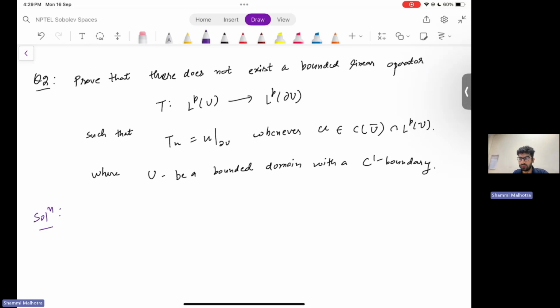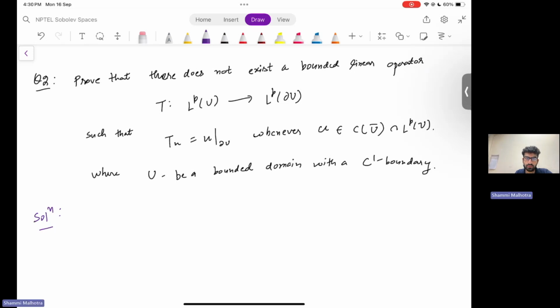We need something at least more than that. L^p is like H^0, and we have seen the trace map has a domain of H^s with s minus half. So 0 minus half is negative. That much we need to define the continuity of the trace map, and that is not there. So we have to show that if that is not there, we don't have any such bounded linear map from L^p to L^p.